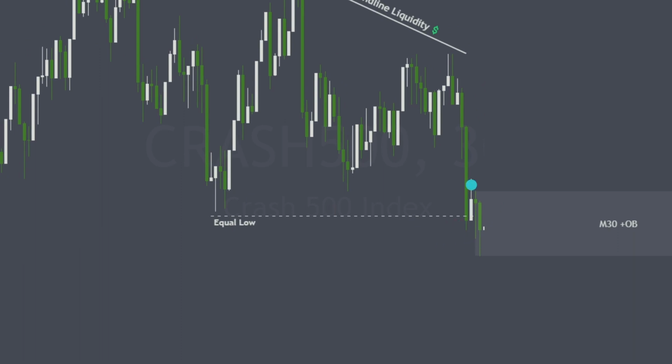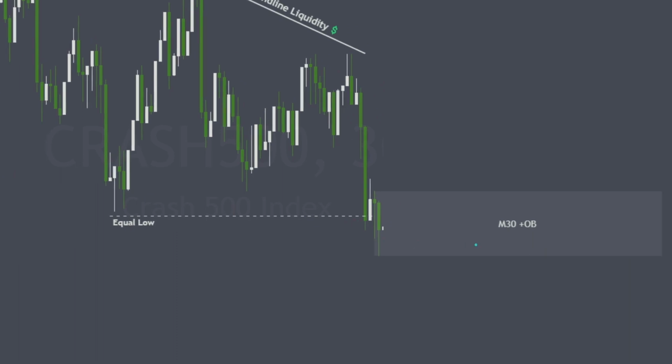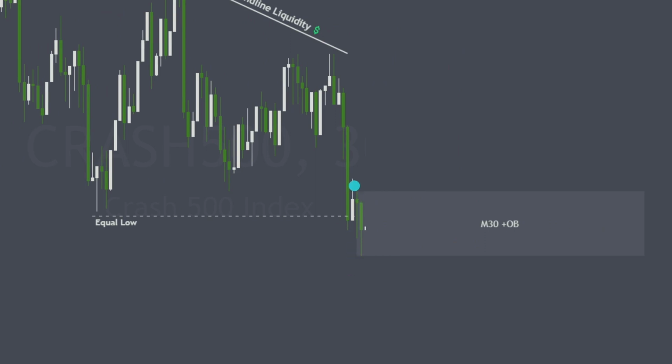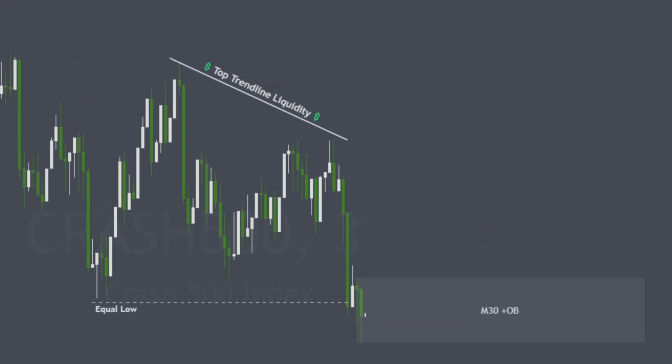So what price did is that after taking out this, we had this last down close candle being formed. So our assumption is we want to see if price is going to go to the upside and then return back to this M30 order block. And when they do that, our eyes go straight up to this trend line. For what? For liquidity.